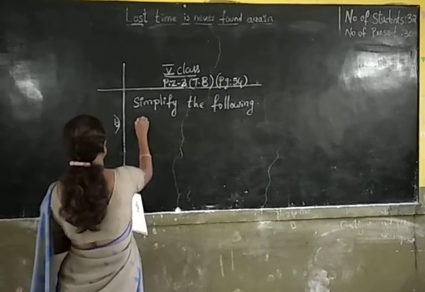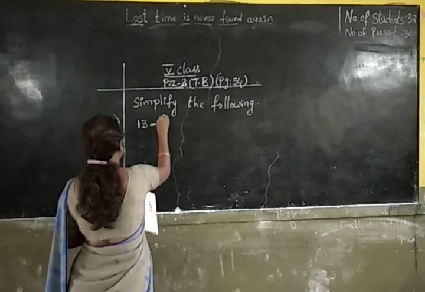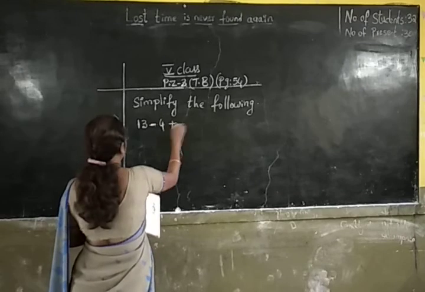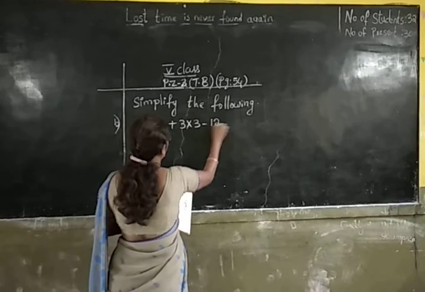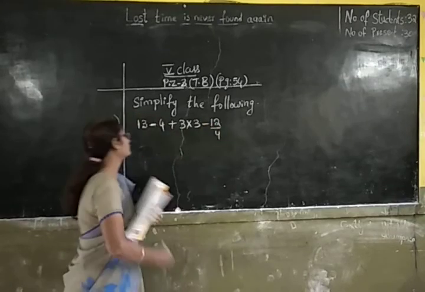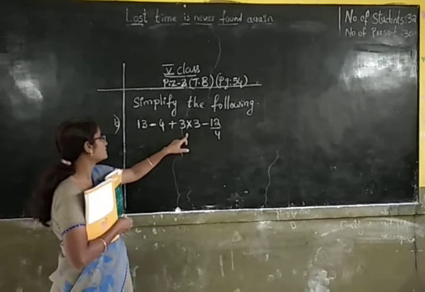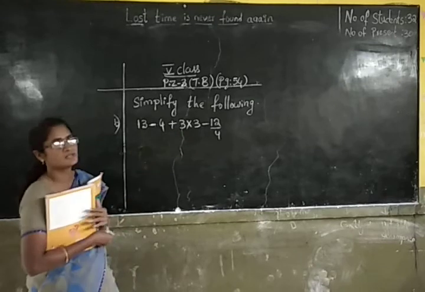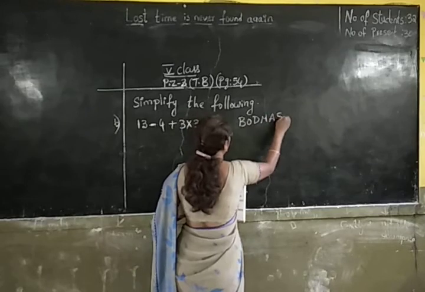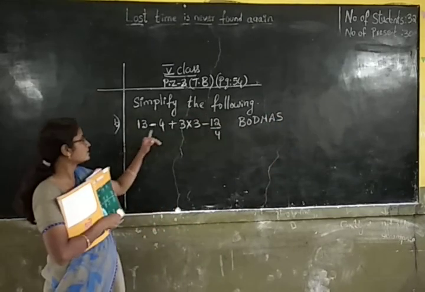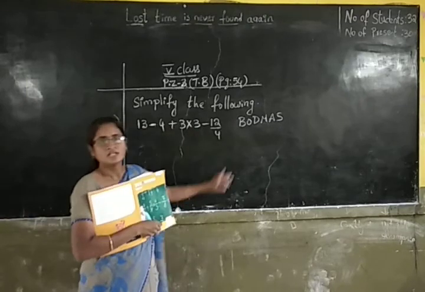So what is given? 13 minus 4 plus 3 into 3 minus 12 by 4. So this is the mathematical expression. Here division is given, multiplication is given, addition is given and subtraction is given. So here the 4 operations are given. What are the 4 operations? Addition is given, subtraction is given, multiplication is given, and also division is given.